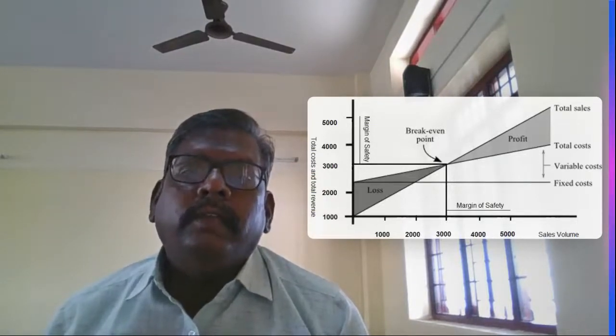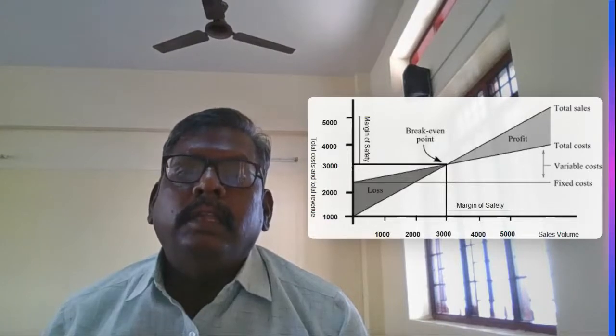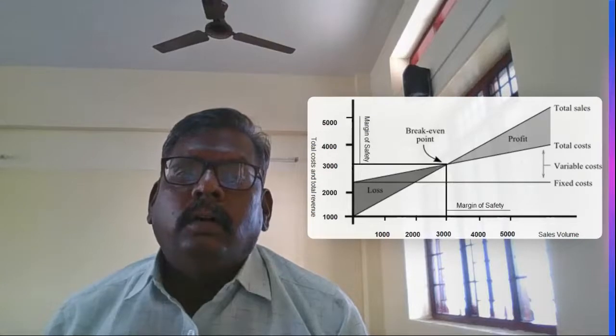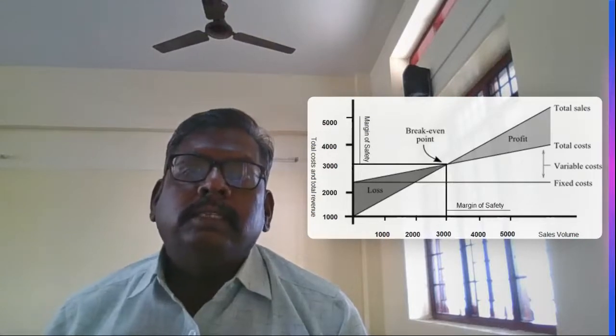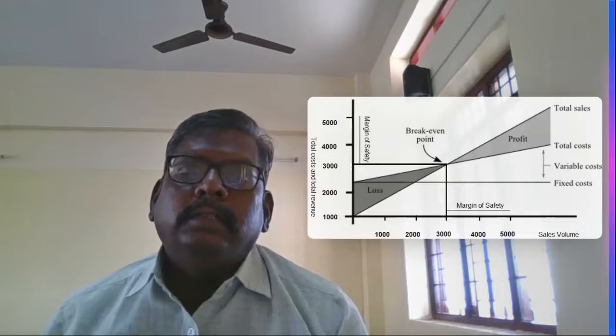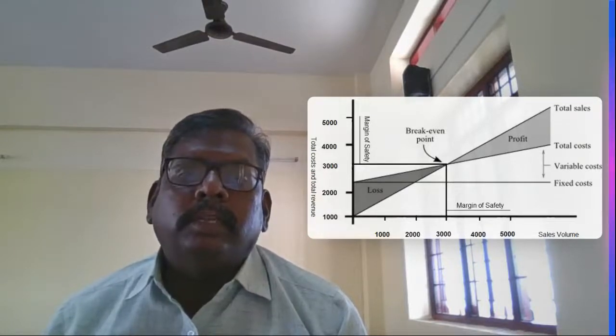So this is the way we should understand the break-even chart or break-even point, or the cost volume profit analysis, or the margin of safety point. So this is the explanation of this graph.